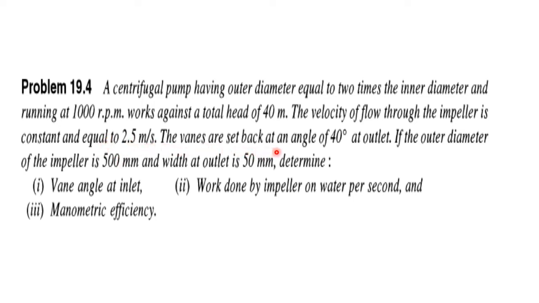The vanes are set back at an angle of 40 degrees at outlet. If the outer diameter of the impeller is 500 mm and width at the outlet is 50 mm, find out the vane angles at inlet, work done by impeller on water per second, and manometric efficiency. So first we have to draw the inlet and outlet.